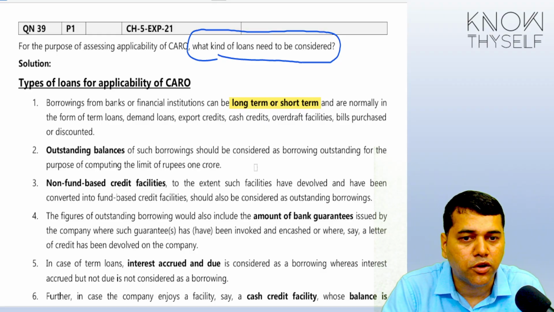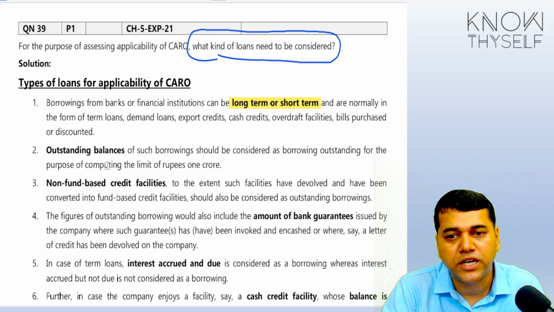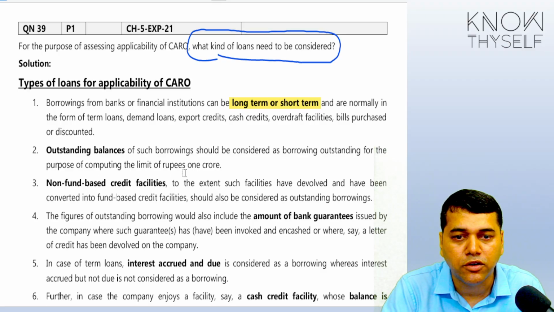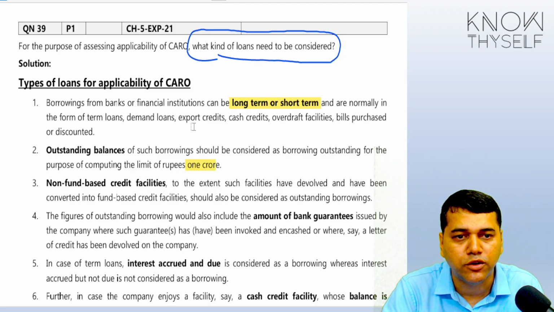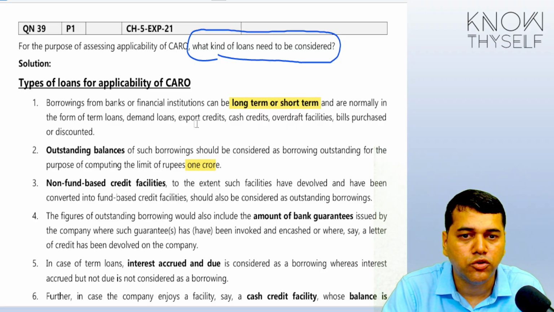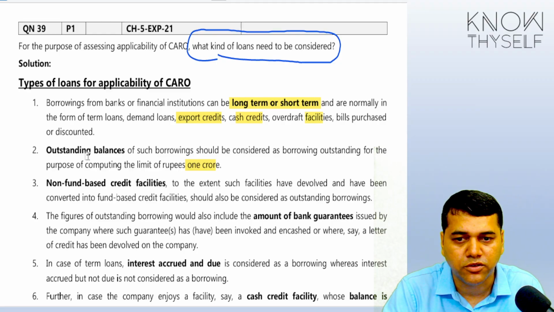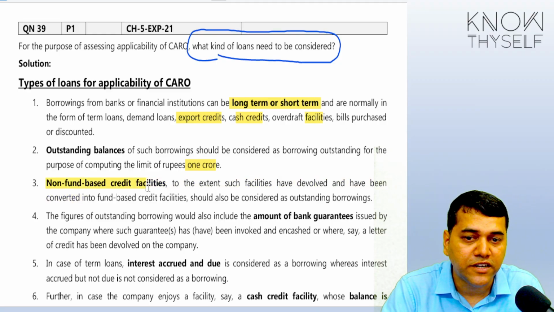Outstanding balances of borrowings to be considered as a borrowing outstanding for the purpose of computing the limit of rupee 1 crore. That 1 crore limit they have given. They have to consider the outstanding loan as on that day. Are normally of the term loans, demand loans, export credit, cash flow, overdraft facilities, bills purchase, discounted. Non-funded credit facilities.